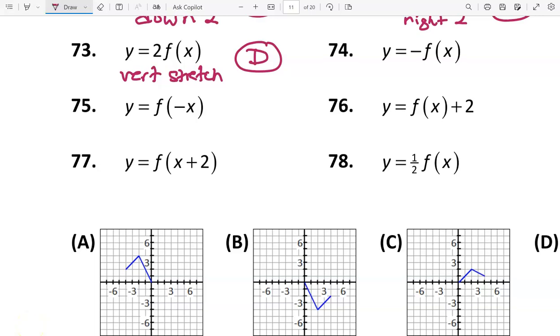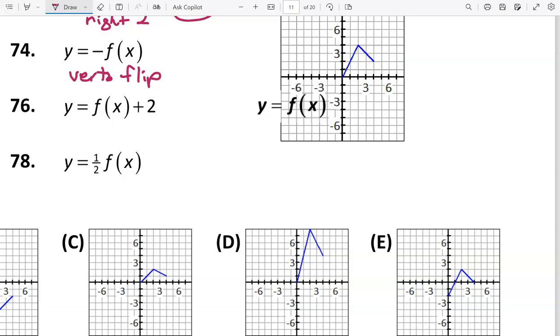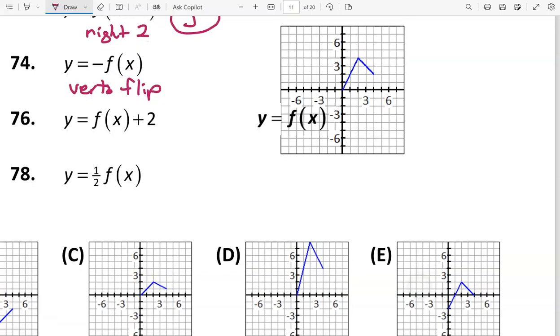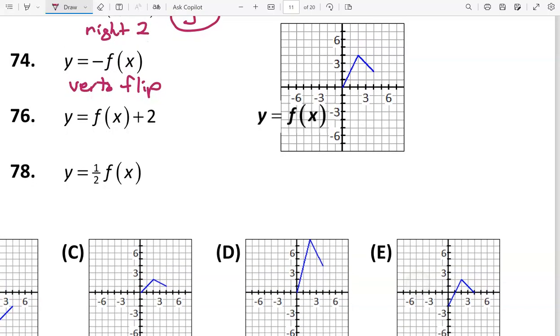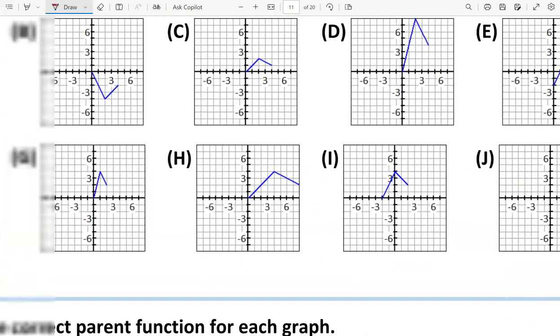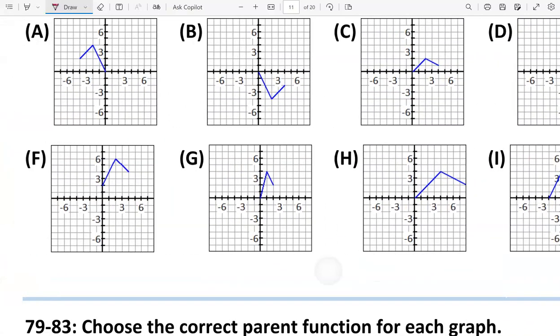For number 74, we have a -1 multiplication that's happening to the outside of f of x. That means that it's a vertical transformation, and multiplying by -1 flips the graph, so we have a vertical flip happening here. So let's take a look at our original graph, and let's pick the one that has been vertically flipped, or flipped over the x-axis, and so that would be choice B.